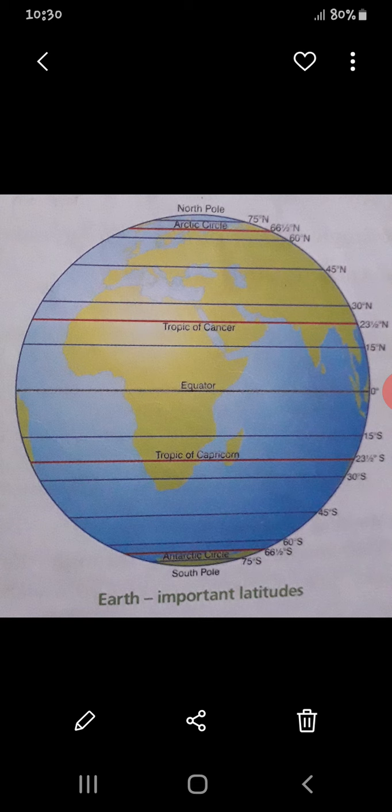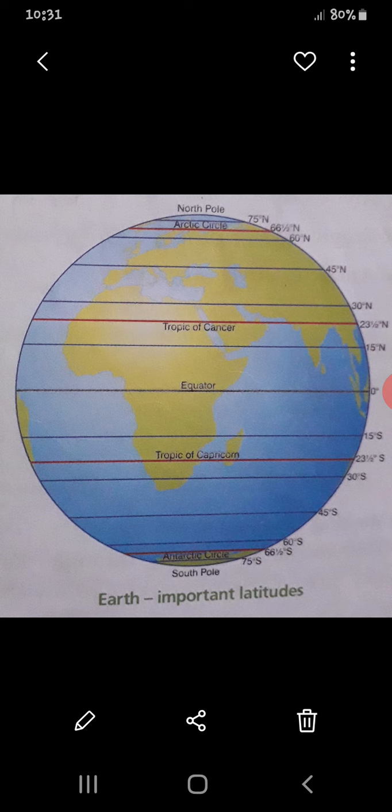So how do we mention that? 90 degree north and 90 degree south, the North Pole and South Pole respectively. And so all parallels north of the equator are called north latitudes. Similarly, all parallels south of the equator are called south latitudes.